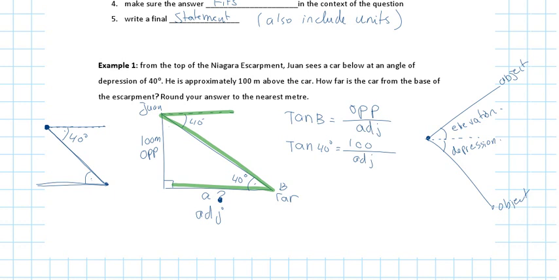Do you multiply 100 times tan 40? Oh, you switched those. You switch them. I can skip that step. I can switch these two, right? And then the adjacent will be equal to 100 over tan 40.